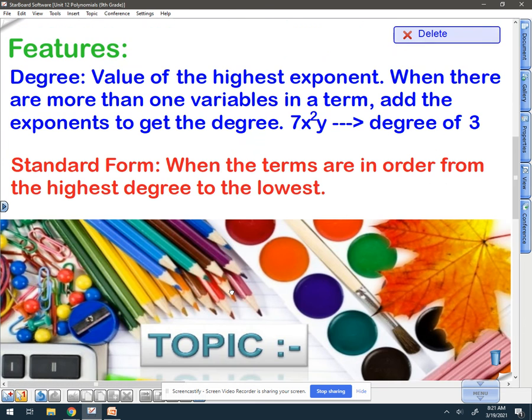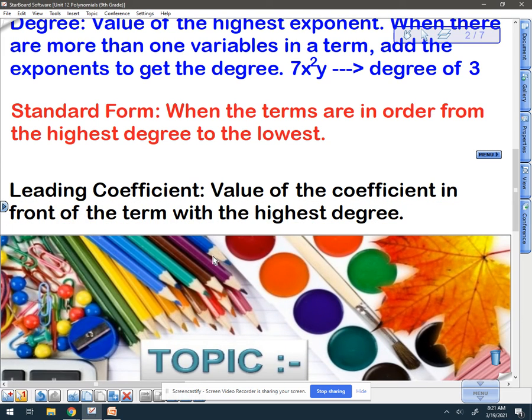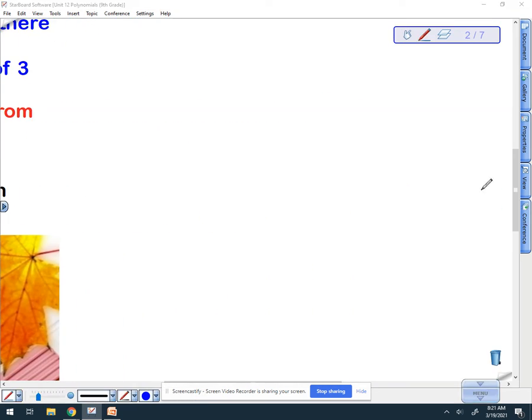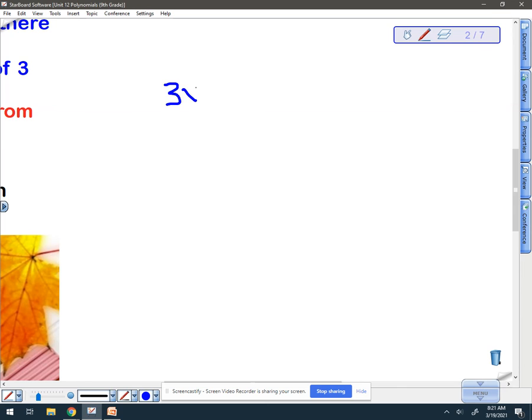All right, and then the leading coefficient. The leading coefficient is, once you put it in standard form, the value of the coefficient in front of the term with the highest degree. So all that means is once you put it in standard form, the very first number is the leading coefficient. So you've got 3x to the second plus 4x to the fifth plus 2x to the third.